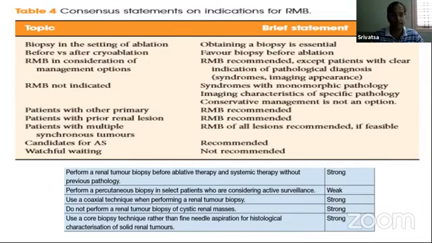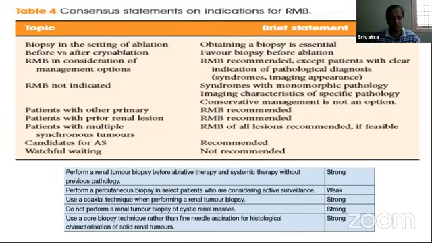Renal mass biopsy is not indicated in patients who have evidence of syndromic or monomorphic pathology, and when the imaging characteristics of these specific pathologies are very evident. When patients have other primaries, renal mass biopsies are recommended. When patients have prior renal lesions, again renal mass biopsies are recommended. And patients who are utilizing active surveillance as their treatment strategy, it is imperative for us to recommend renal mass biopsy. And whenever we are contemplating watchful waiting, that is whenever we are not offering any curative treatment, renal mass biopsy is not indicated. So these are the guidelines.